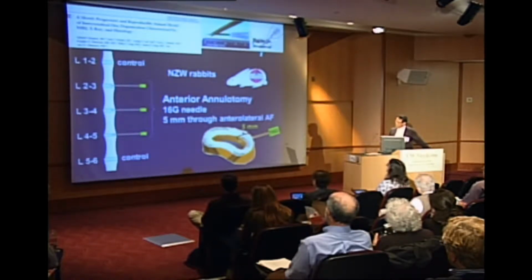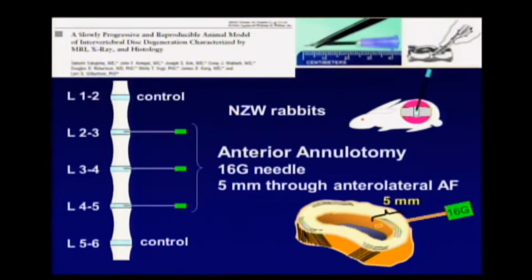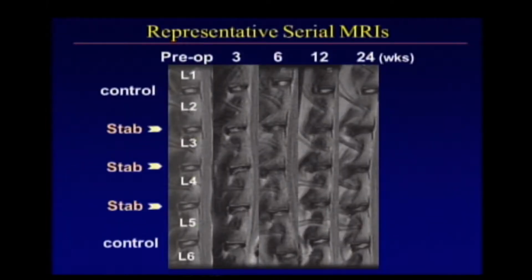But if you use a relatively bigger needle, and I must say the size does matter in terms of diameter and the gauge of the needle, but suffice it to say, if you puncture the disc and injure the annulus enough, you will get a progressive disc degeneration. We took these rabbits, this is about 12 years ago, and took them down to MRI scanners in the middle of the night and did these MRIs longitudinally at 3, 6, 12, and 24 weeks.